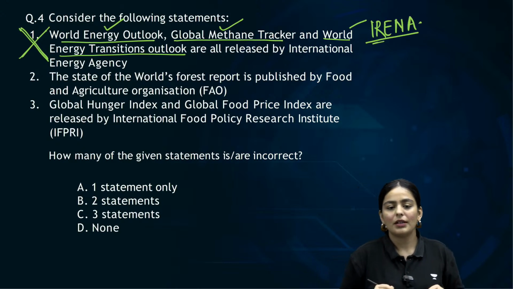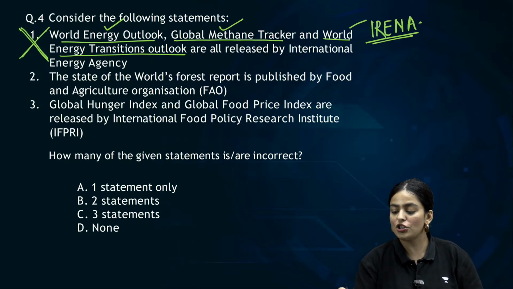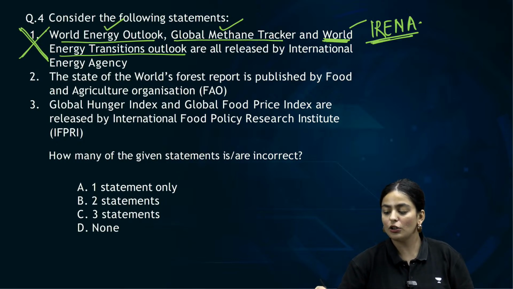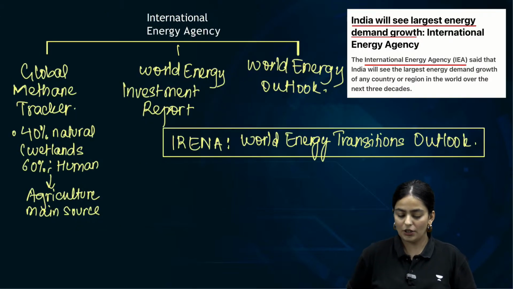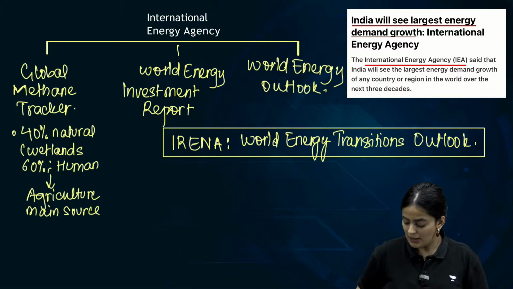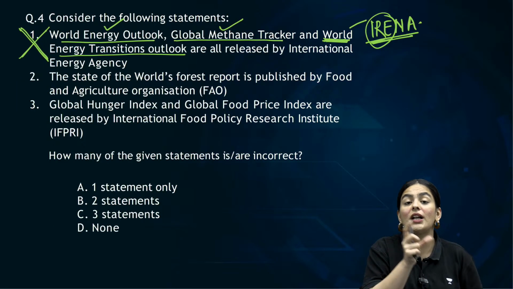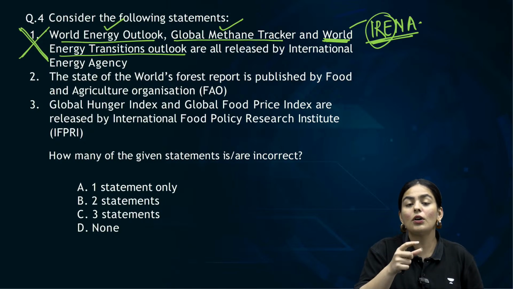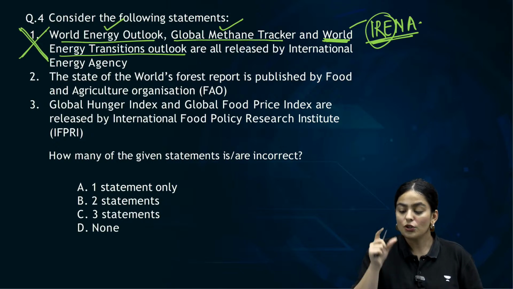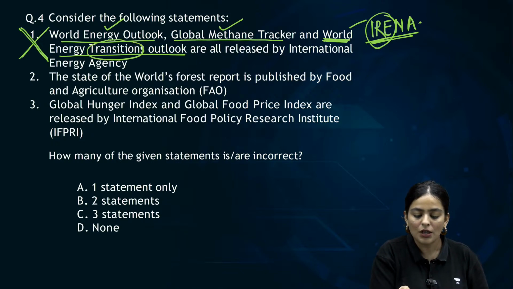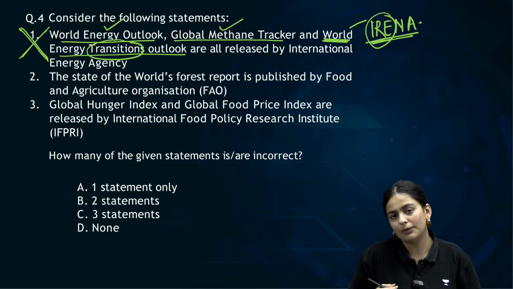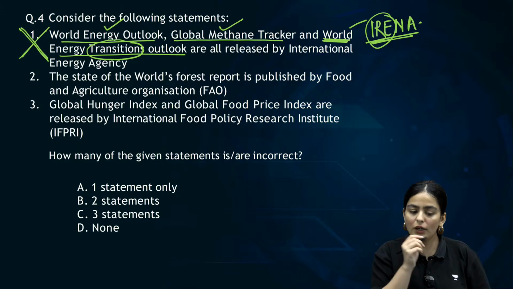Clear about this? The third, World Energy Transitions, is by the International Renewable Energy Agency. So it is by IRENA and not IEA. Please remember that when it's talking about a transition, it's transitioning to cleaner fuels, renewable energy. That is the focus of the particular report. So you can use the word transitions to know that it will have something to do with a renewable energy agency. Clear about this? Yes, and not IEA.